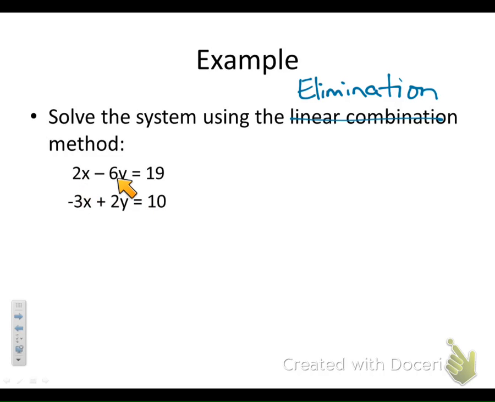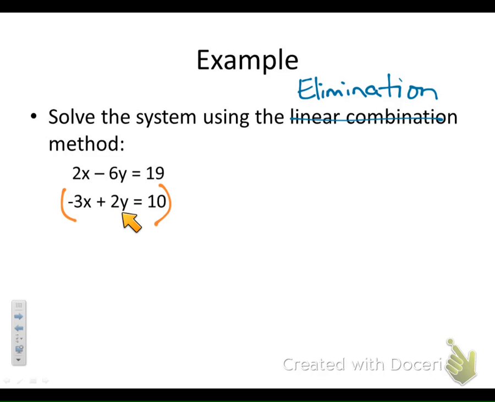Sometimes you don't immediately have a variable that goes away if you were to add them. And this is where you have to multiply an entire equation by a certain number. So you've got to figure out, you pick a variable. If you want to eliminate the x's, you got to figure out, okay, what can I multiply here and multiply here to where if I add them, we get a 0. Or if you pick the y's, what do you have to multiply by?